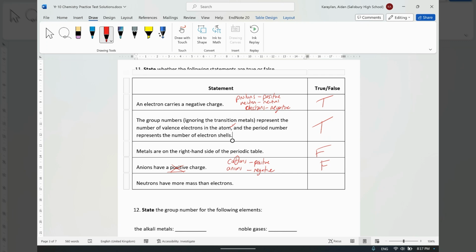Okay, neutrons have more mass than electrons. So from our first questions earlier, we know that neutrons and protons give the mass. So neutrons plus protons give mass. The electrons don't contribute because they're so light. Therefore, neutrons do have more mass than electrons. That is true.